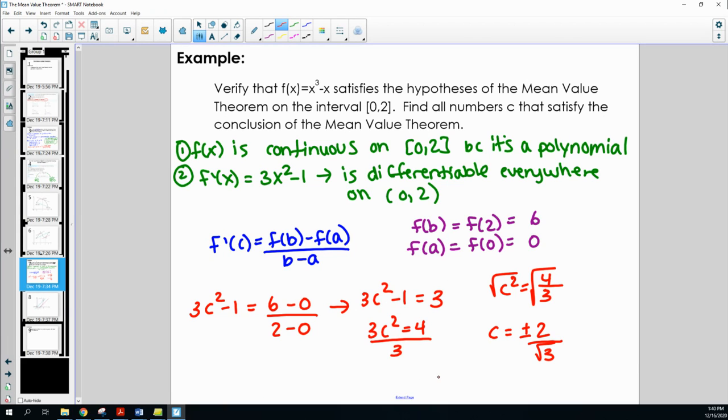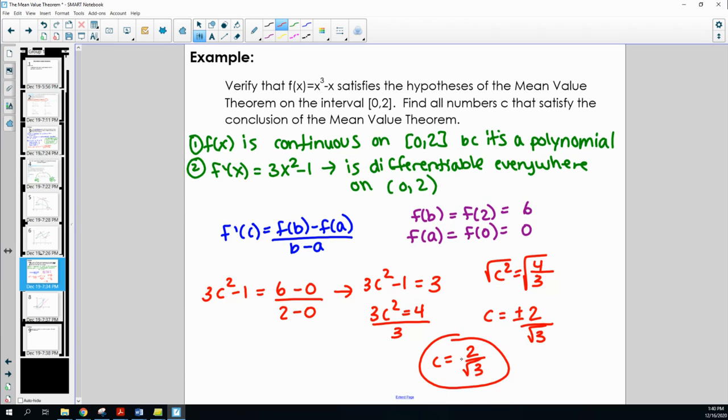So the only value that's going to work here is positive 2 over square root of 3. So that's within the interval, and that's the point where the slope of the tangent line is going to equal the slope of the secant line.